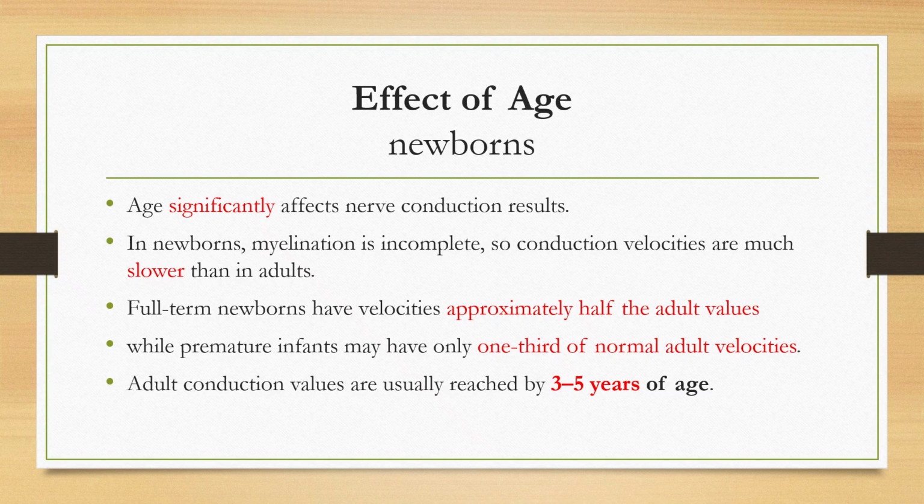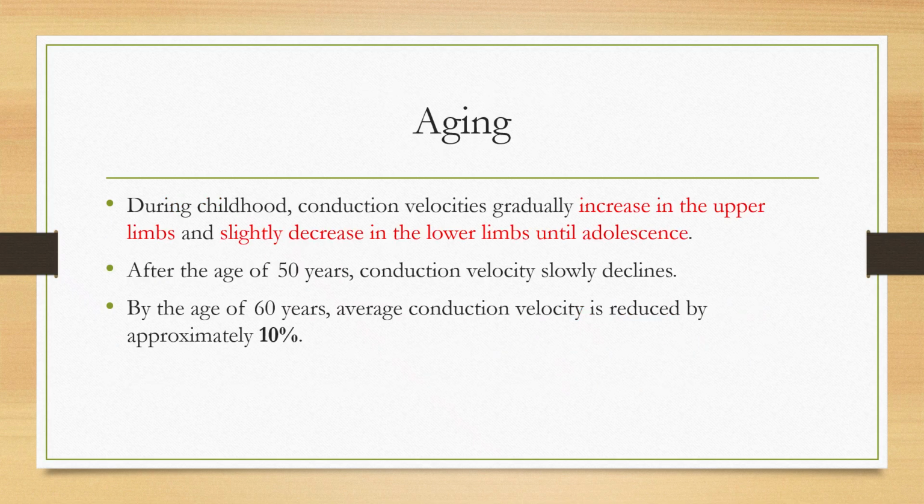Effect of age. Newborns: age significantly affects nerve conduction results. In newborns, myelination is incomplete, so conduction velocities are much slower than in adults. Full-term newborns have velocities approximately half of the adult values, while premature infants may have only one-third of normal adult values. Adult conduction values are usually reached by 3 to 5 years of age. During childhood, conduction velocities gradually increase in the upper limbs and slightly decrease in the lower limbs until adolescence.